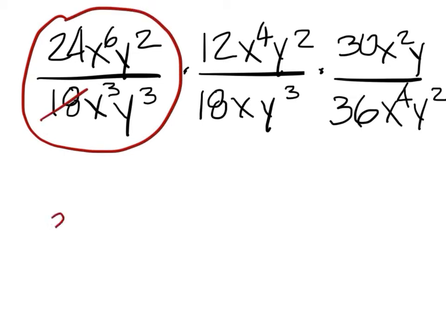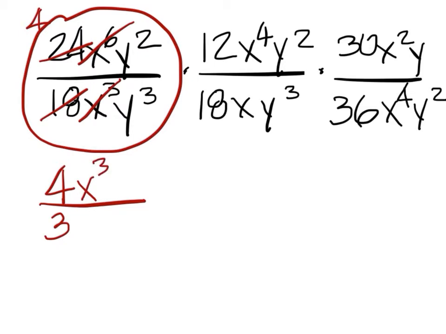6 goes into this 3 times, and into this 4 times, so we have a 4 over 3. x to the 6th over x to the 3rd leaves you with an x to the 3rd on top. You subtract the exponents. And y to the 2nd over y to the 3rd leaves you with a y on the bottom. You subtract the exponents, but it's negative, so it means it goes to the bottom. And negative 1 would make it go to the bottom and just be y.